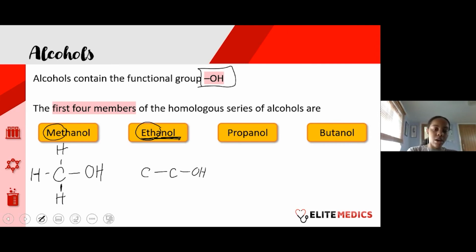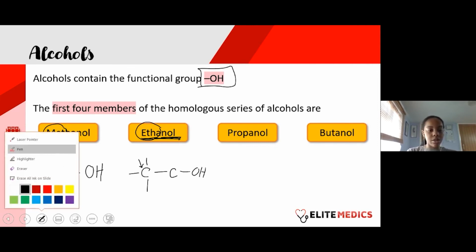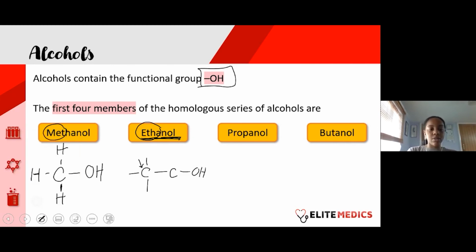So if we look at this carbon here, first off, this carbon is currently only bonded to one other carbon. So it needs to be bonded to 3 other things. And what will those other things be? Y'all have guessed it. It's going to be a hydrogen, okay?